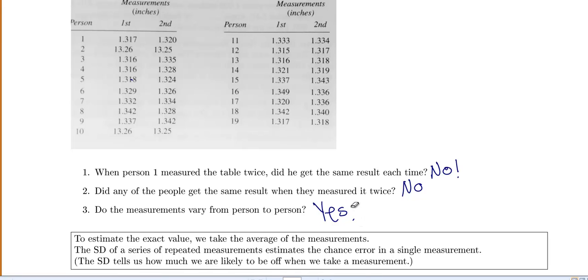Obviously, the table's not changing width in between each measurement. It's just that we have difficulty measuring exactly, and we chalk that up to chance error. To estimate the exact value, we take the average of the measurements. The standard deviation of a series of repeated measurements estimates the chance error of a single measurement. Or in other words, the SD tells us how much we're likely to be off when we take a measurement.